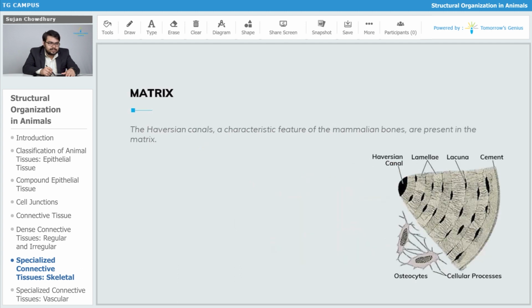The Haversian canals, a characteristic feature of the mammalian bones, are present in the matrix. So here we can see the Haversian canal. Each Haversian canal contains an artery, a vein, a lymph vessel, a nerve, and some bone cells. All are packed in with the connective tissue. The Haversian canals are interconnected by the transverse channels, which are known as Volkmann's canals.